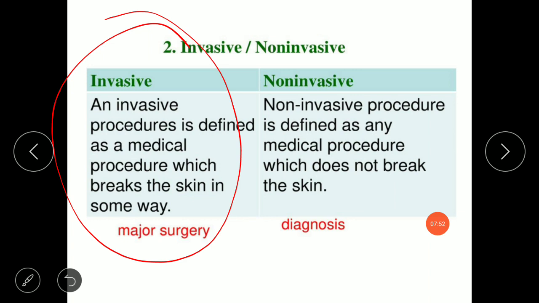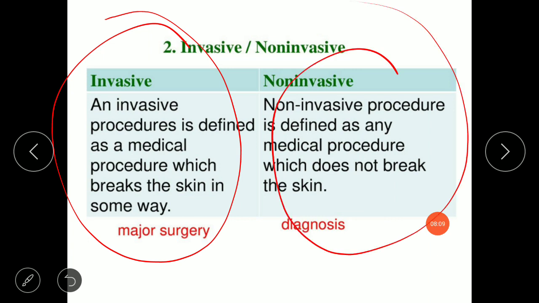Whereas what is non-invasive? For example, an imaging system which measures blood flow dynamics in an artery using ultrasound color flow imaging is an example of non-invasive. A non-invasive procedure is defined as a medical procedure which does not break the skin. So the example that I've just given you is through ultrasound measurement.